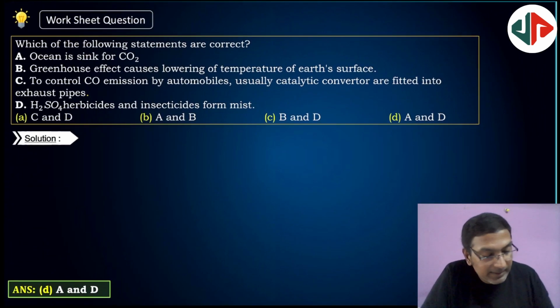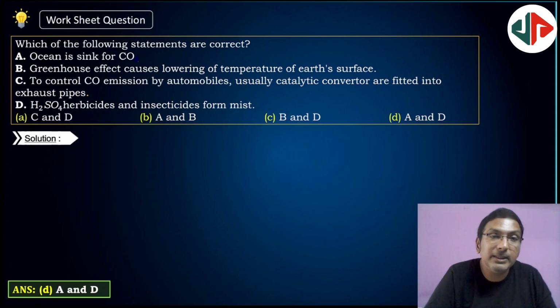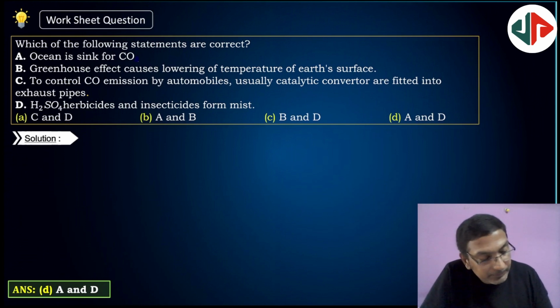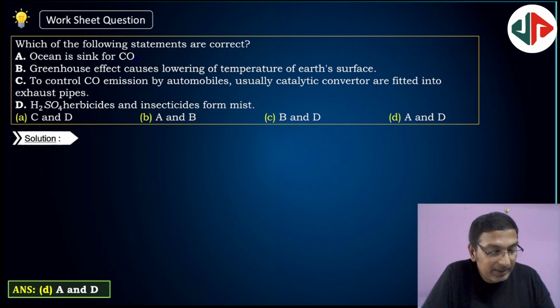So which of the following statements are correct? Here make it just CO. So oceans are sinks for CO2 is correct. CO is incorrect. So A is wrong. Next, greenhouse effect caused lowering of temperature of Earth's surface. That is also wrong. To control CO emission by automobiles, usually catalytic converters are fitted into exhaust pipes. That is correct.